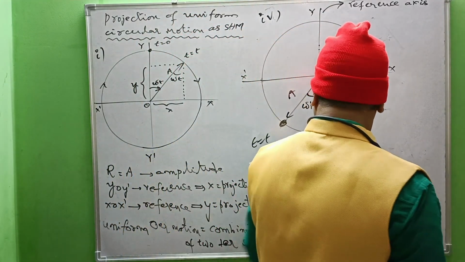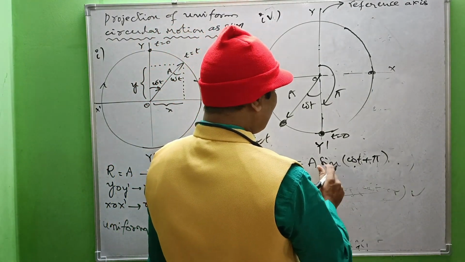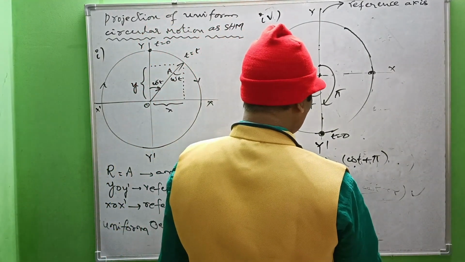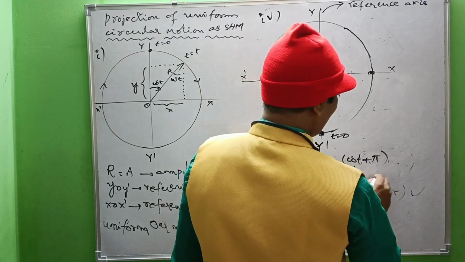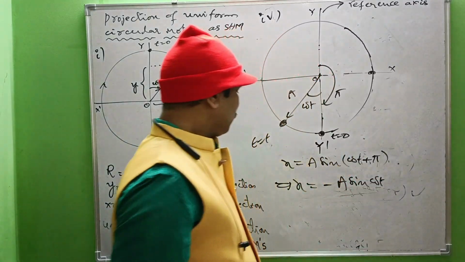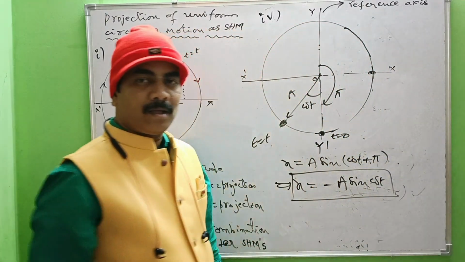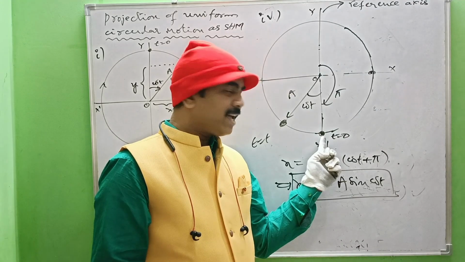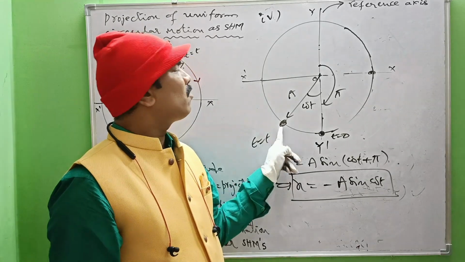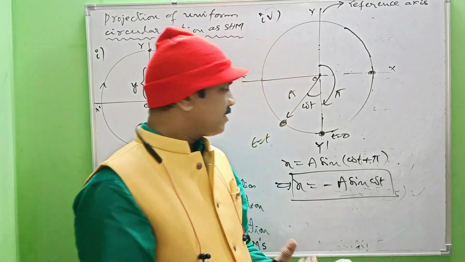So x equal to A sin(omega t plus pi), which implies that ultimately we can write sin 180 plus theta, that is minus sin theta, that is minus A sin omega t. Sin 180 plus theta means minus sin theta. Theta means omega t. So this is the required valid expression for this situation. What is that situation? Initially the particle lies on the negative y-axis. Later on, it lies in the third quadrant at some other instant t. So in that condition, we have to consider x equal to minus A sin omega t.